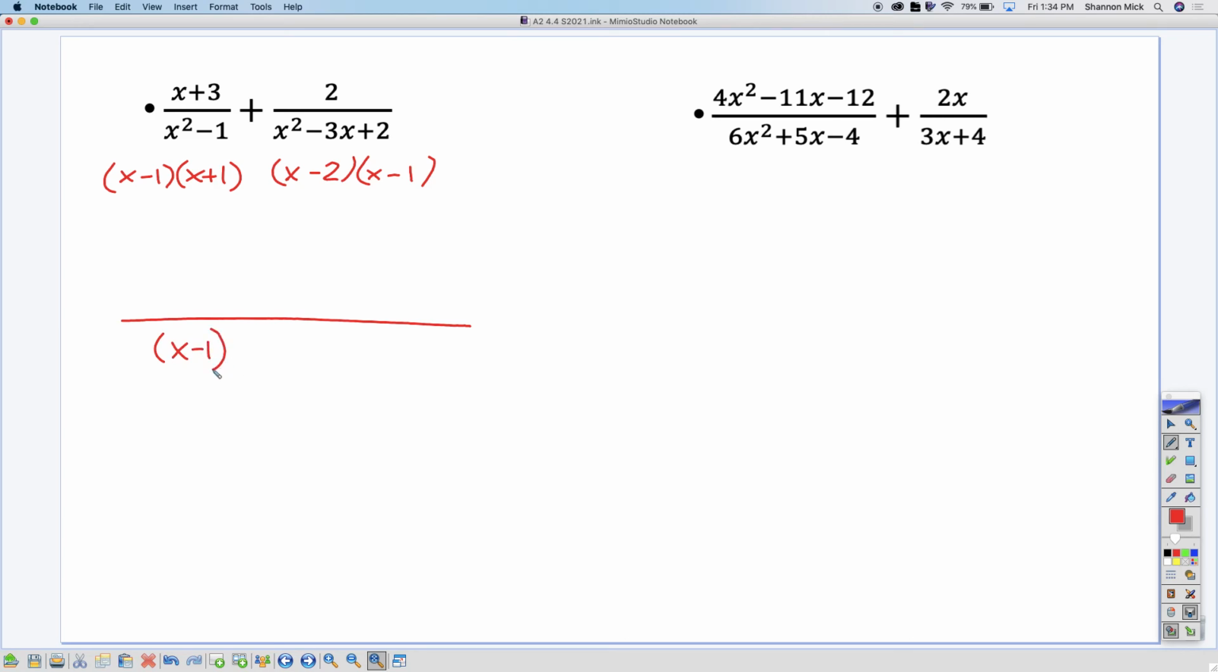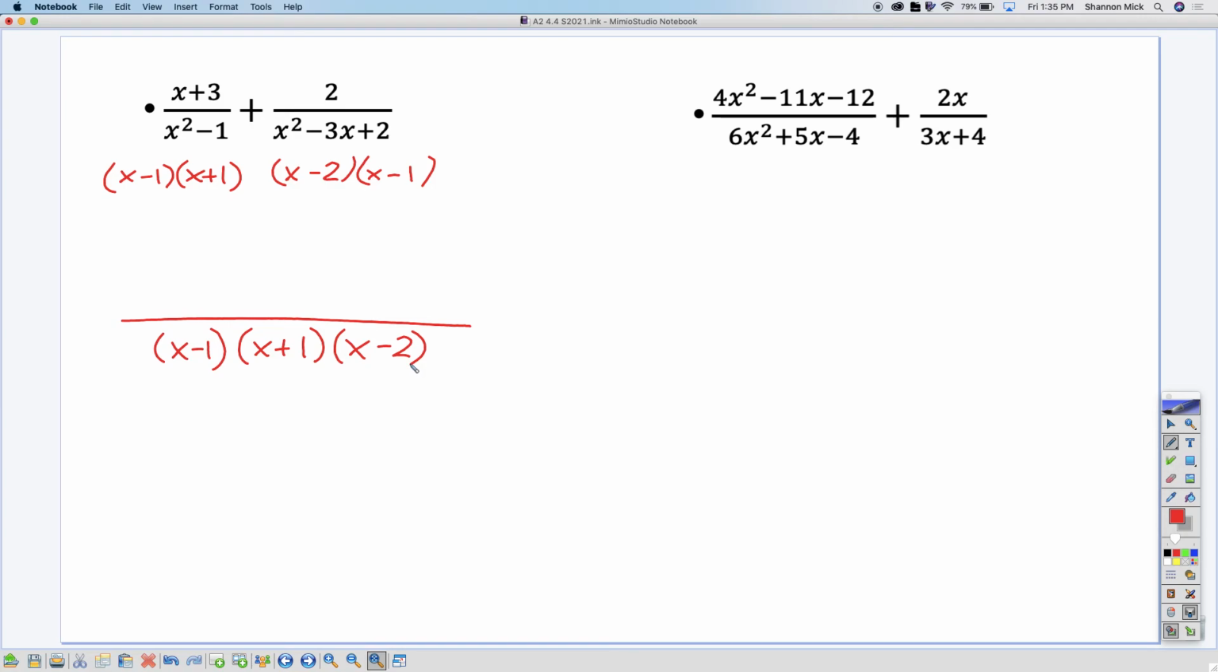But I also have to have what? Everything else. X plus 1 and x minus 2. Oh, yeah, 2, not 3. Okay. So then we just say, what is the fraction missing, right? So on the left, what is the denominator missing?